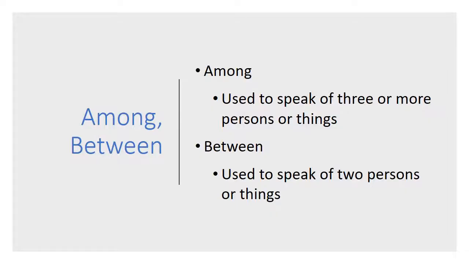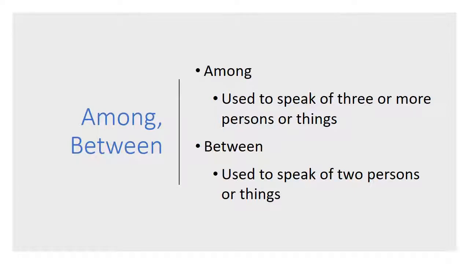Among and between are also words that are commonly misinterpreted. Among is used to speak of three or more persons or things, and between is used to speak of two. So profits will be divided among the 9 partners. Anytime you're talking about 3 or more, it should be the word among. Between is used when you're talking about 2. For instance, responsibility will be divided between the vice president and the general manager, because there are 2 there, the vice president and the general manager.